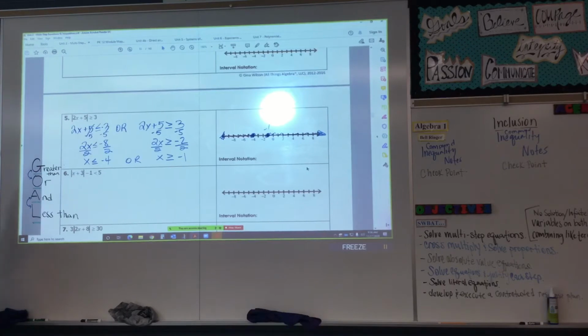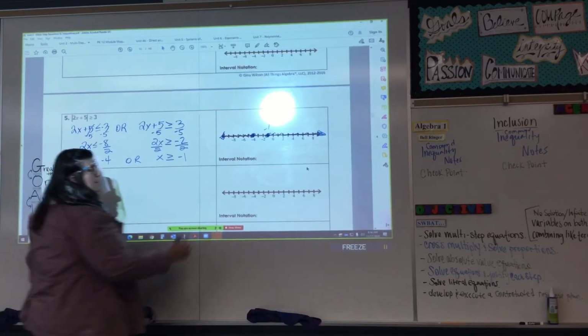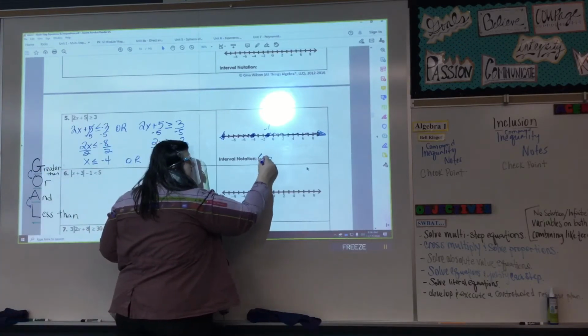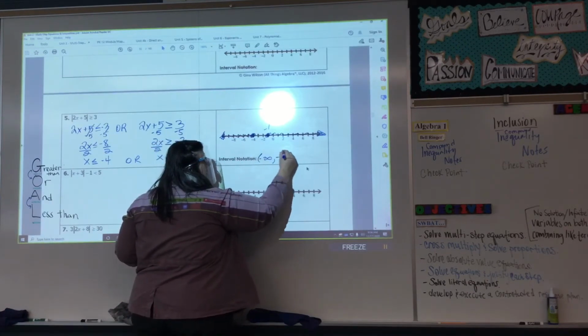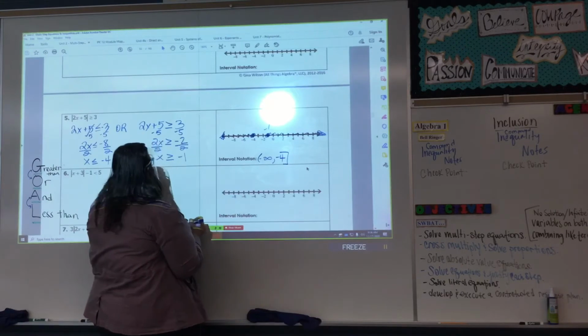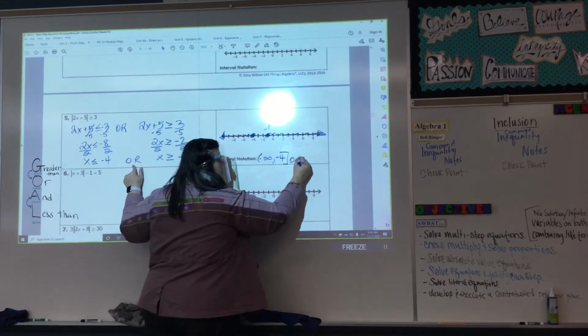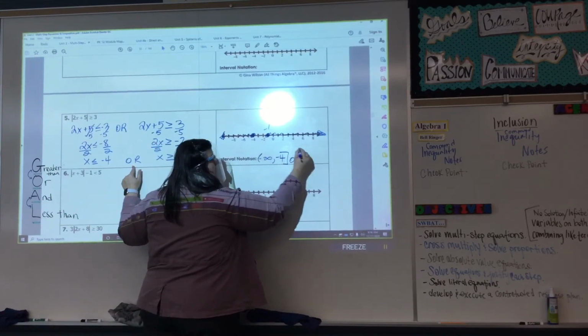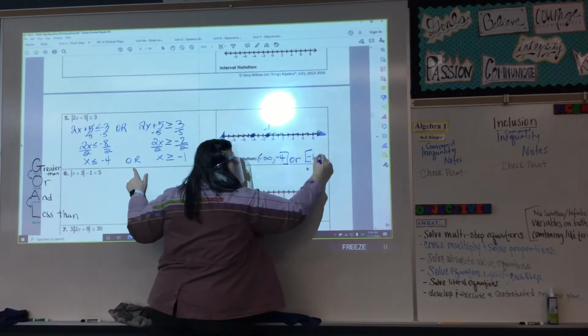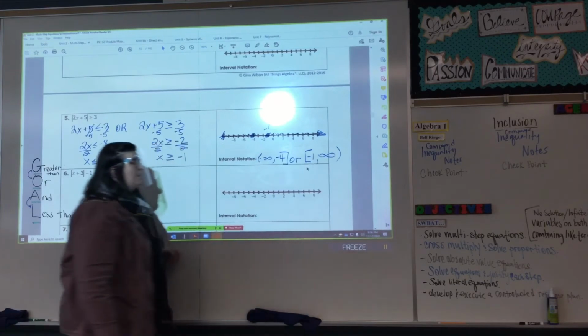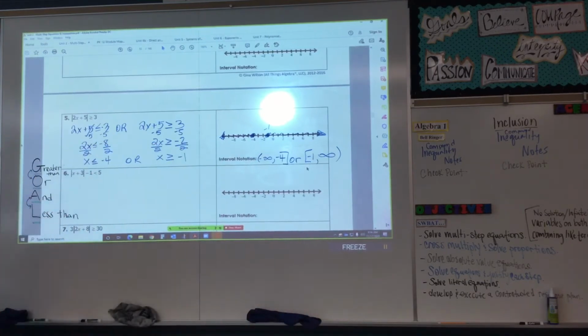My interval notation, I'm scanning the graph left to right. I'm coming in from negative infinity. I'm stopping at negative 4. It is a closed dot. Or in between, I keep going, I stop at negative 1, again closed dot, so it's a bracket, and I keep going to infinity and beyond. That is a parenthesis. Okay?